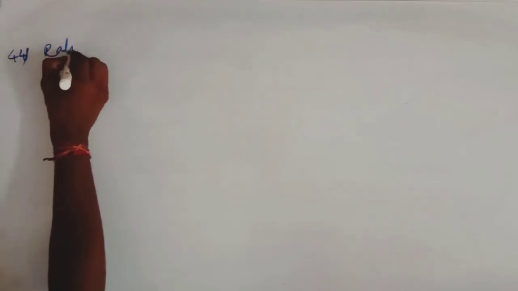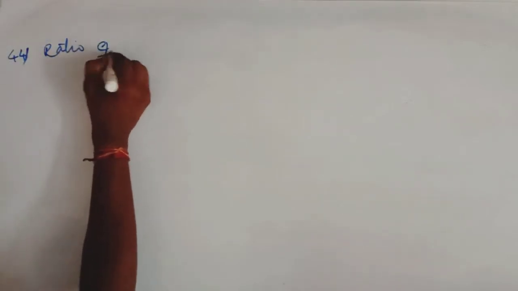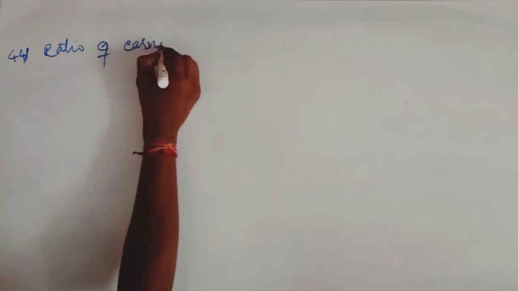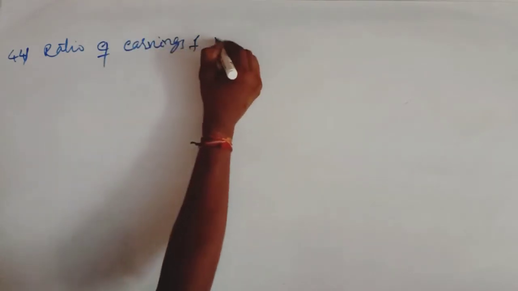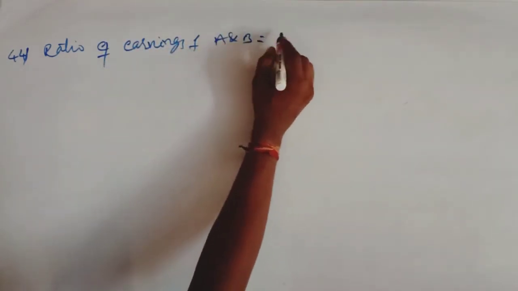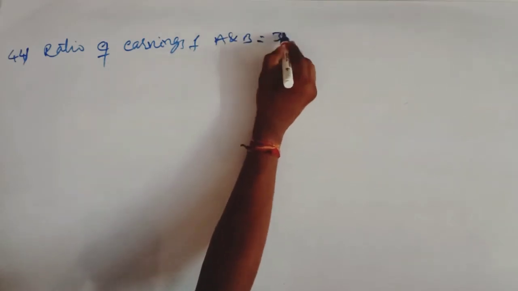Okay, so the next question is the 44th question. The ratio of monthly earnings of A and B is 3:2. That is, the ratio of earnings of A and B is equal to 3:2.